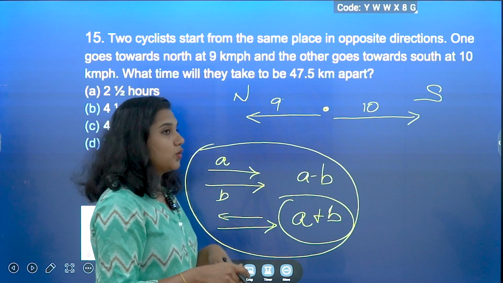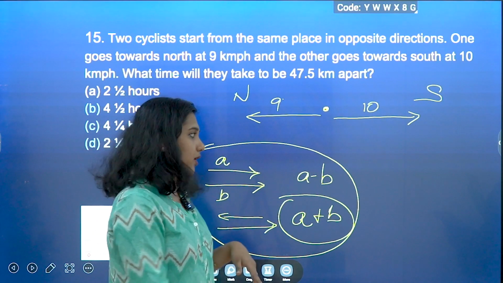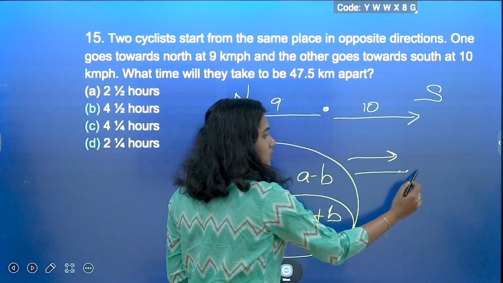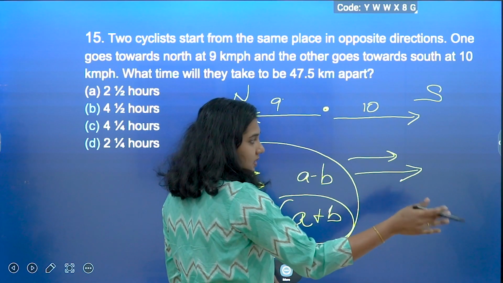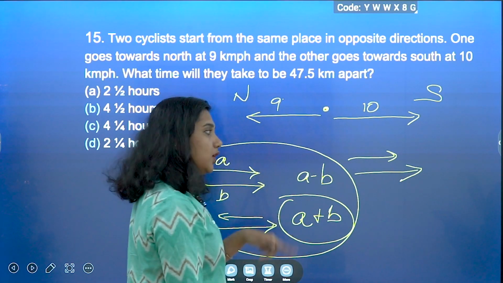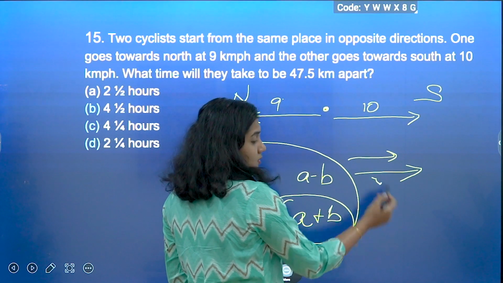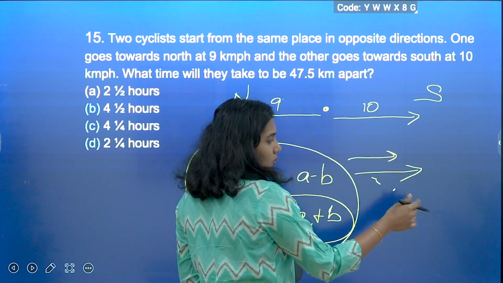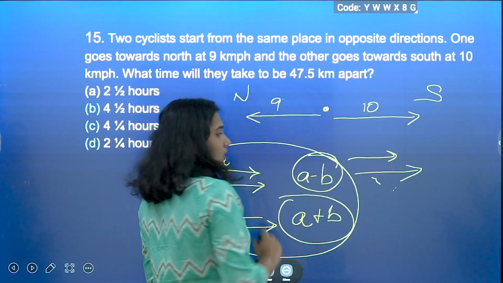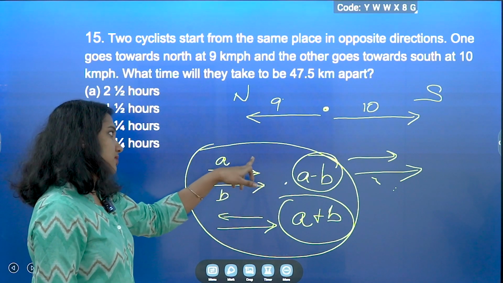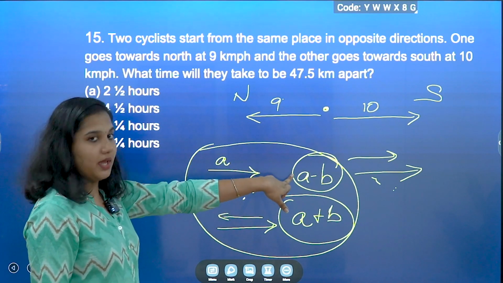But if a train is moving along your side, okay, you are moving in one train and another train is also moving in the next track, in the same direction, then you will feel that the speed of the next train is much slower. So that is because of this relative speed. That is, if they are moving in the same direction, it will be A minus B.